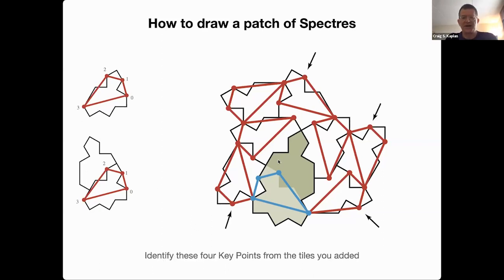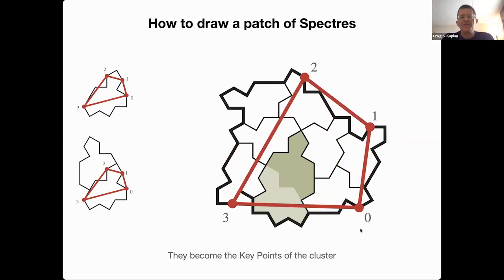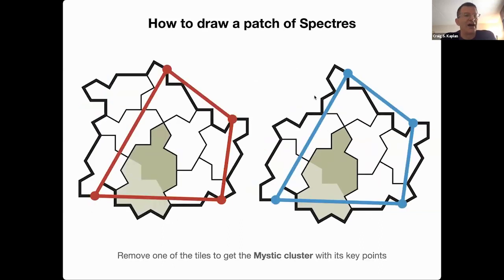Well, that's no problem, as it turns out. I identify the first tile's key point number 1, and then 2, 3, the fourth tile's key point number 2, and so on. And those 4 points become the key points of the cluster. Then I just need to construct a comparable cluster to be associated with the mystic. And I do that just by deleting one tile. And now I've got a complete mystic cluster and a complete Specter cluster.